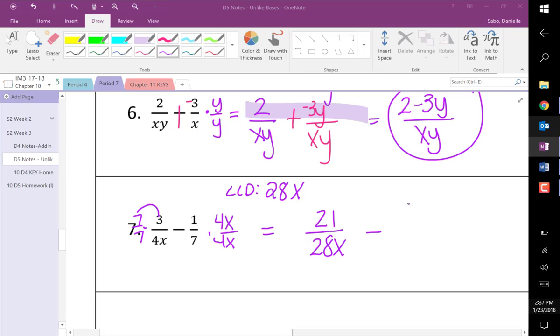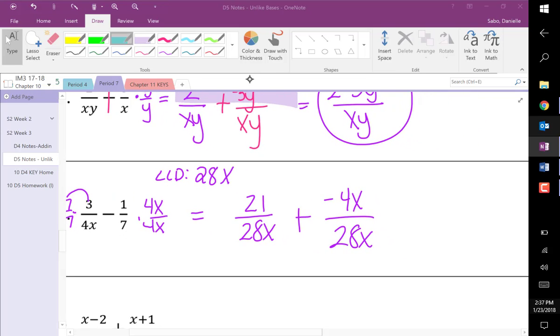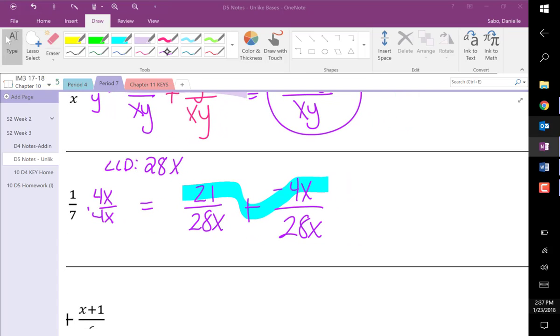Minus, which can be changed to a positive if you want. And then 1 times 4x is just 4x. All over 28x. Do you see how the LCD, now we have the same thing, so we can just add them. But guess what? We can't add them because they don't have like terms. So I'm just going to rewrite it. 21 minus 4x all over 28.